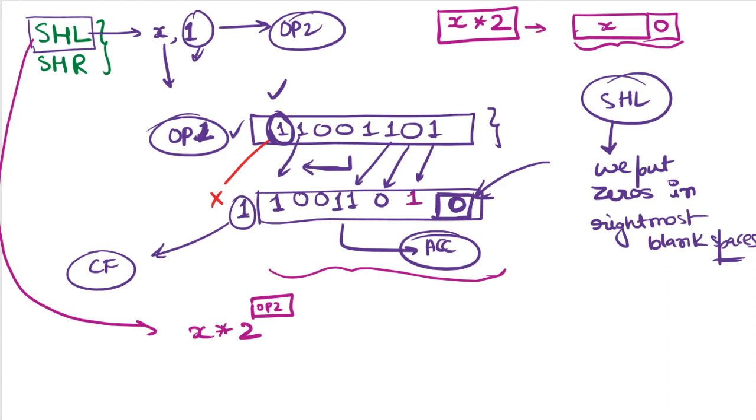Let me write it here as well. Instead of x, we can put it as operand 1 into 2 to the power operand 2. So this is the operation that is being performed when we do shift left. Shift right, you must be getting the idea. Instead of multiplying, we are dividing by 2, right?